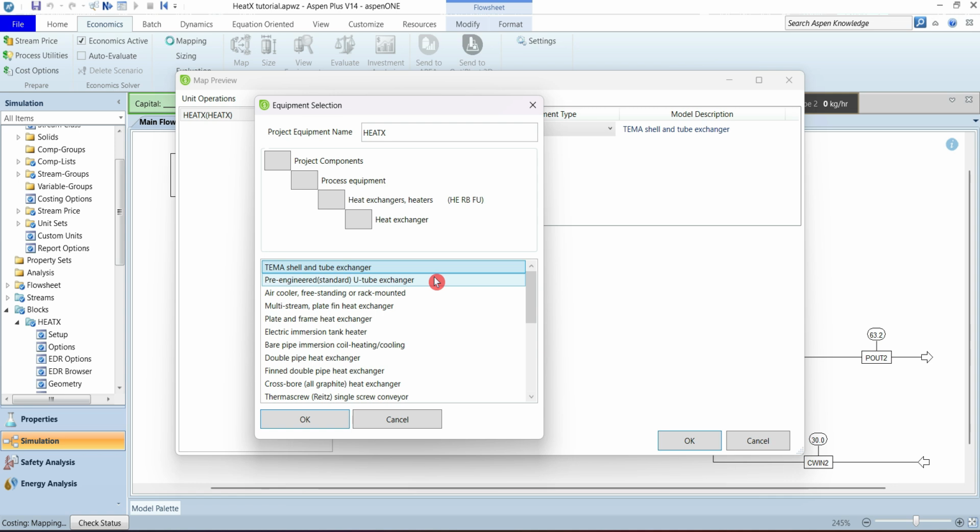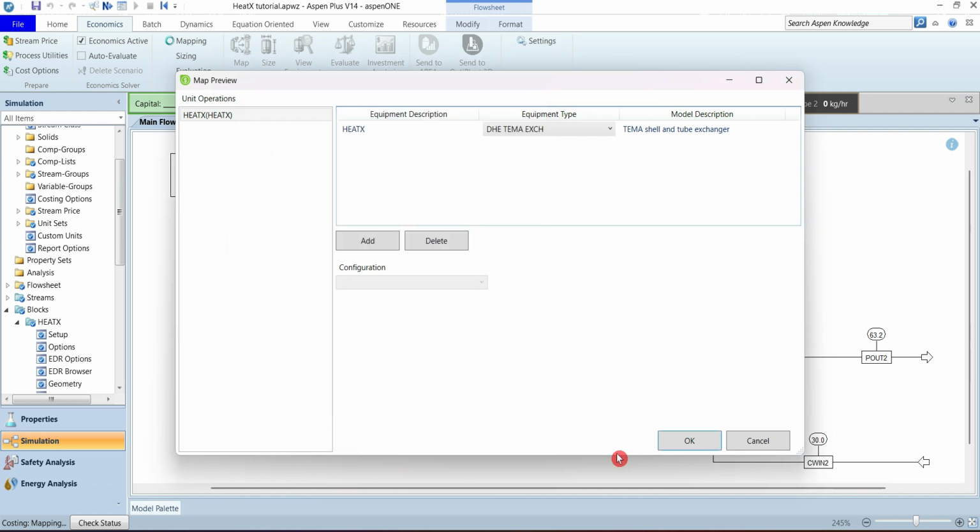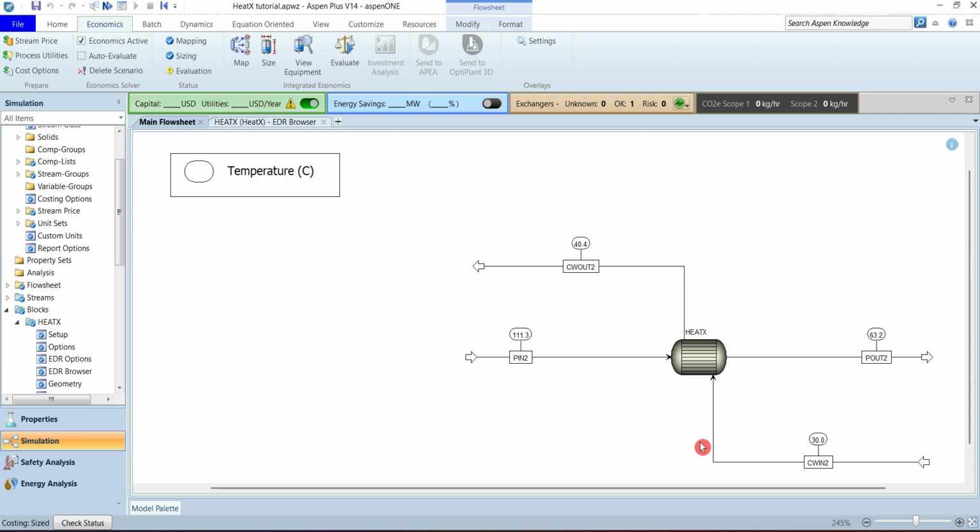So we need to pick from these options what kind of heat exchanger we are expecting. Either the TEMA shell and tube heat exchanger, or the air cooled, or the plate and frame, or double pipe. There is a long list of available model geometries in the Aspen library. Let's stick to the first option, TEMA shell and tube heat exchanger, and that's it. We can click OK.